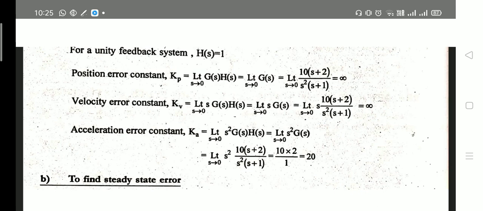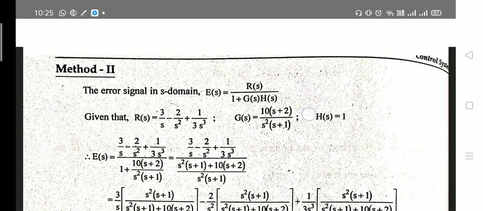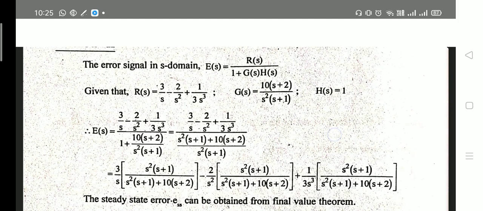Type 2 system, so the acceleration error constant will be constant, and the remaining will be infinity. To find the steady state error, we already know the formula of E(s), that is R(s) by 1 plus G(s) into H(s). R(s) is given in the problem, that is 3/s minus 2/s² plus 1/(3s³), and G(s) is given as 10(s+2)/(s²(s+1)). H(s) value is 1.